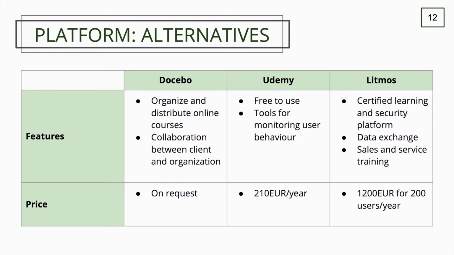And then we have Litmos. Litmos is a certified learning and security platform. With Litmos you can also exchange data, and it's provided with sales and service training. This is more expensive than Udemy, and this is much cheaper than WizIQ. This costs 1,200 euros for 200 users a year.